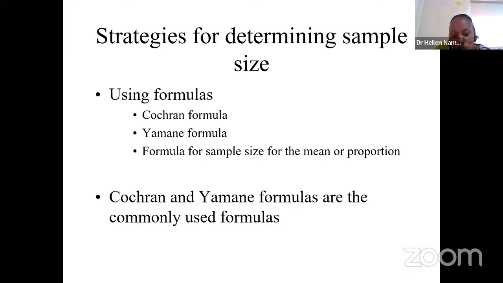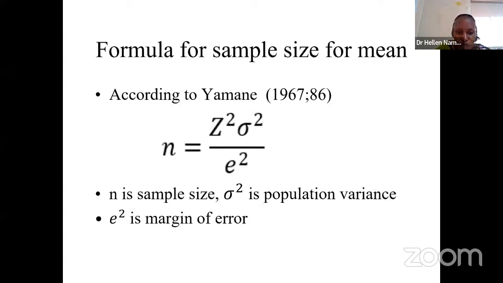All you need to know is how to use this particular formula and which one is appropriate. In case you're considering a sample size for a mean or a proportion, for the case of Yamane's, the n is equal to Z squared. We get the Z value at the 95% confidence interval. We've got the variance, that is sigma squared, and then the margin of error.